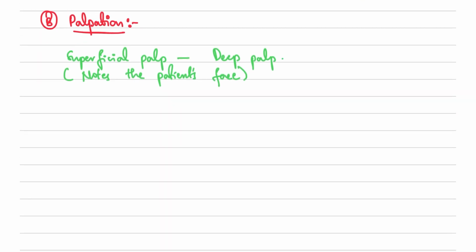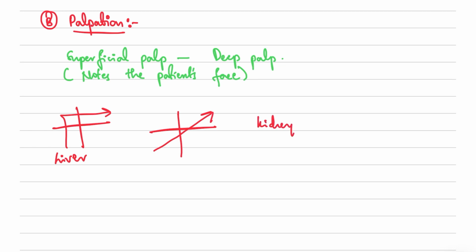If we are going to palpate the liver, this is the abdomen contour, we are going to palpate the liver in this direction. How are we going to palpate the kidneys? We will go in this direction. Okay, and for the kidney you have a bimanual palpation. Okay, this is the liver, spleen and the kidney.